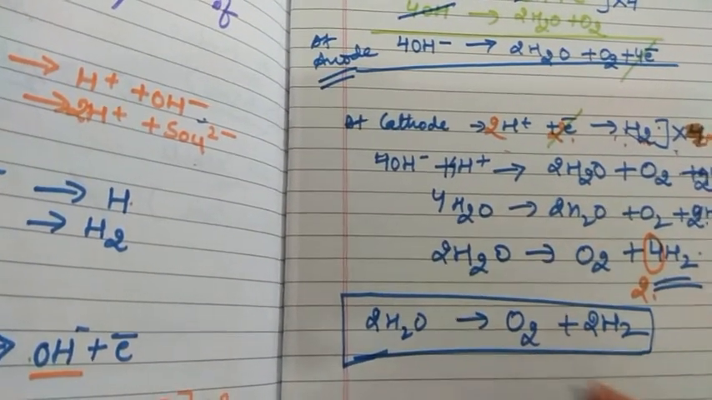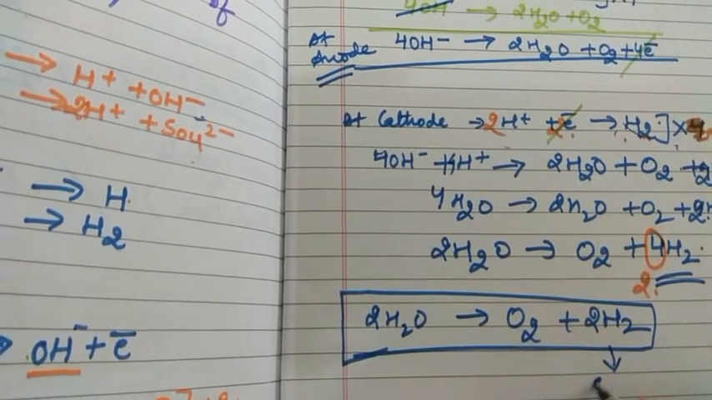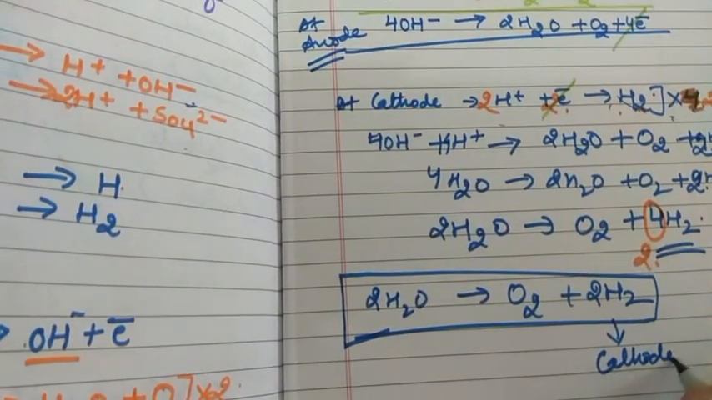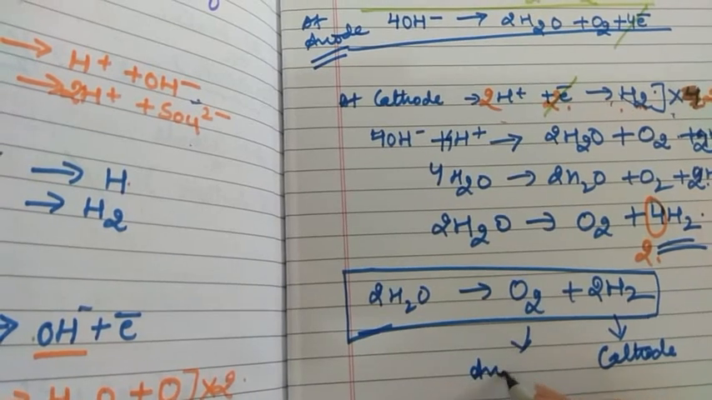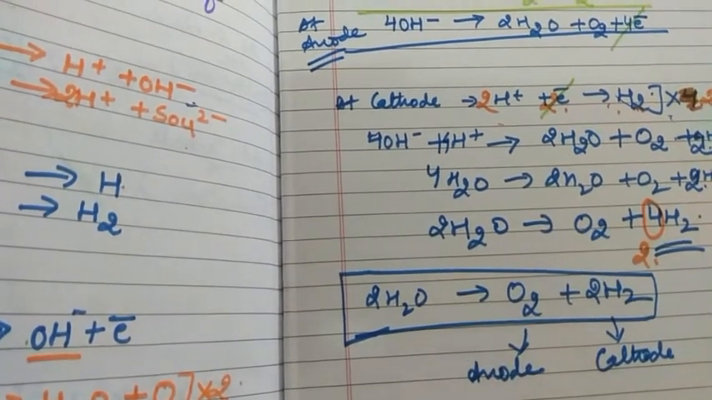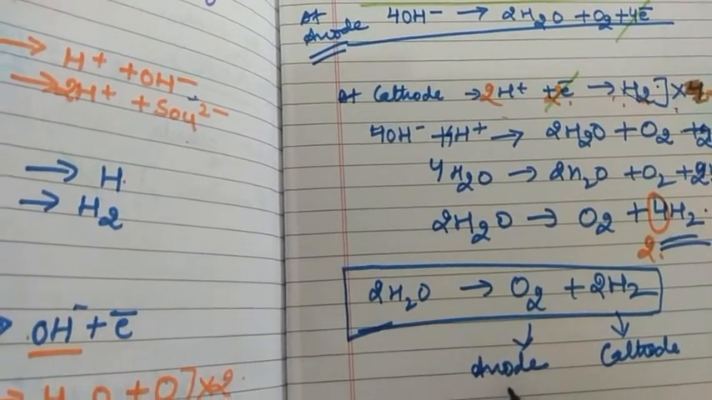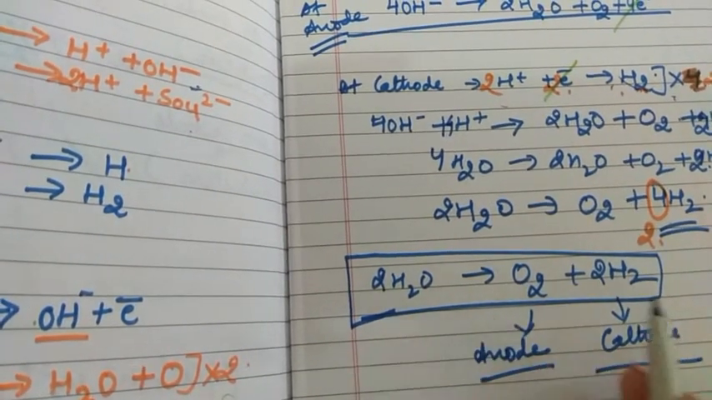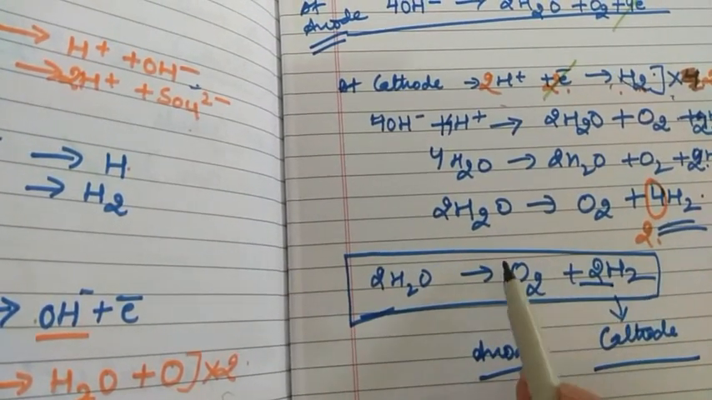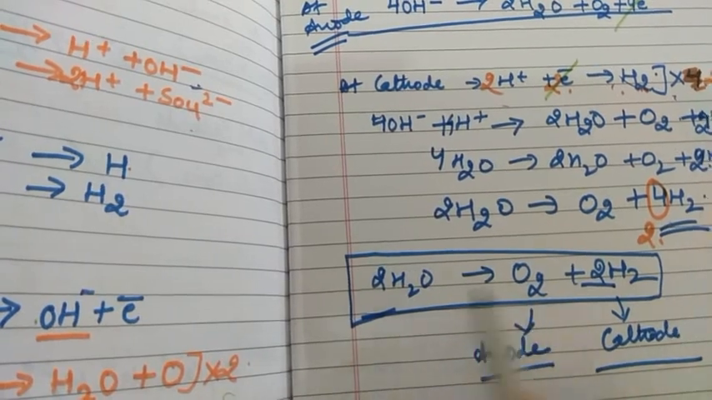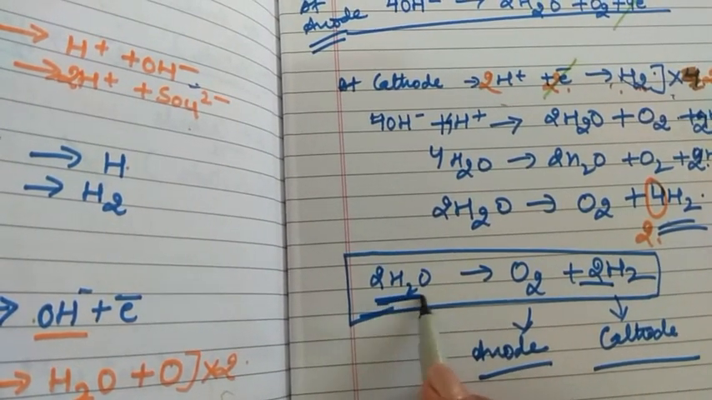And as we know, H2 is formed at cathode and O2 at anode. These are the products. Here 2 volumes of hydrogen and 1 volume of oxygen we will get on electrolysis of water.